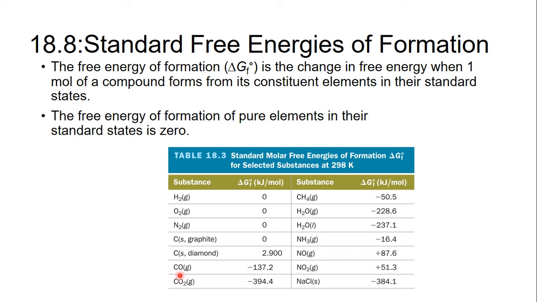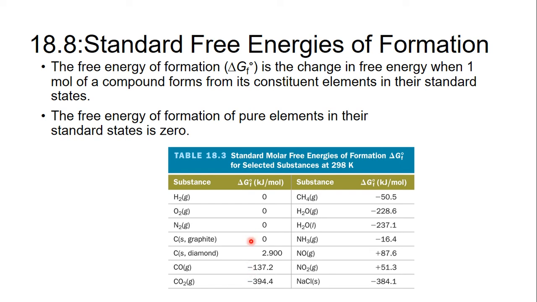So, for example, when we make carbon monoxide, what is the free energy change of making that compound? And it is negative 137.2 kilojoules per mole. So that's a favorable free energy. So that's usually a spontaneous reaction. Some things to note about free energy of formation.